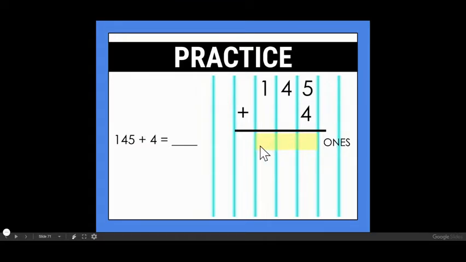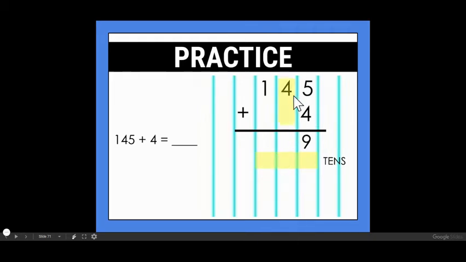And so I've highlighted kind of where I'm going to put my answer for my ones. So the two numbers that are in the ones place are a 5 and a 4. So when I add together 5 ones plus 4 ones, I know that's equal to 9 ones. So I have to keep it in my same place value because it's in the ones spot. So now if I move on to my tens, I'm going to put it right below where I put my answer for the ones.